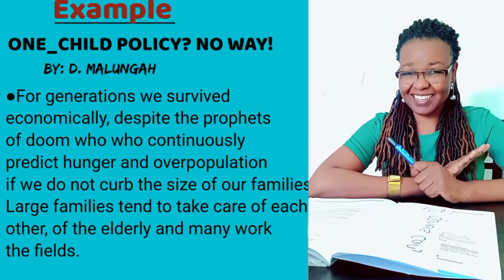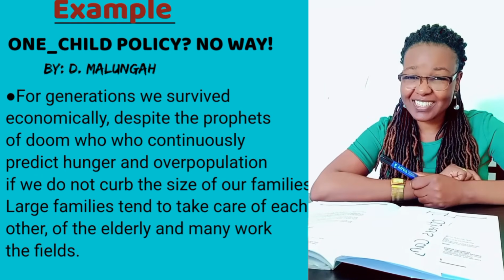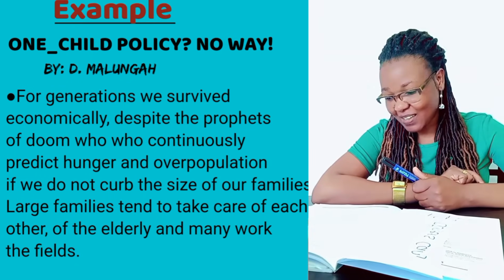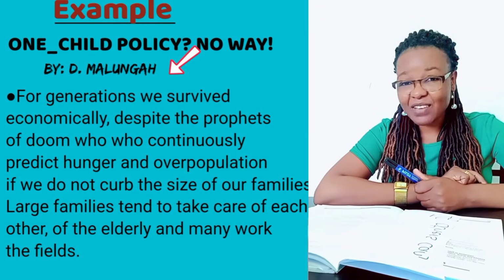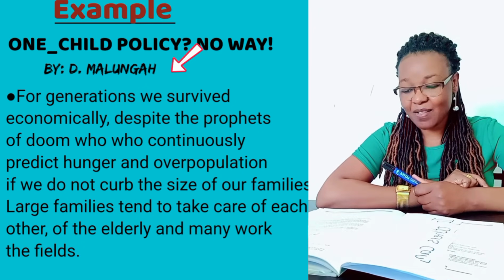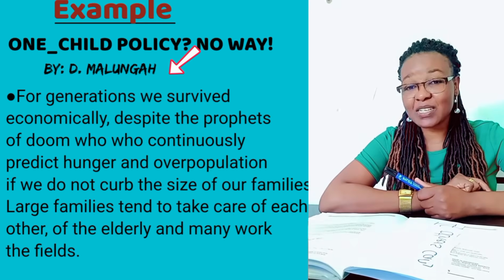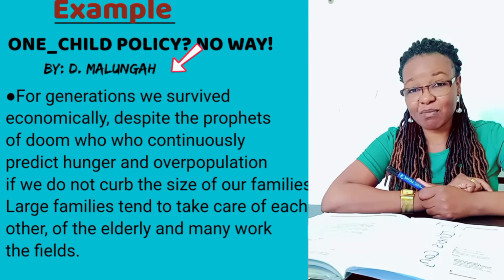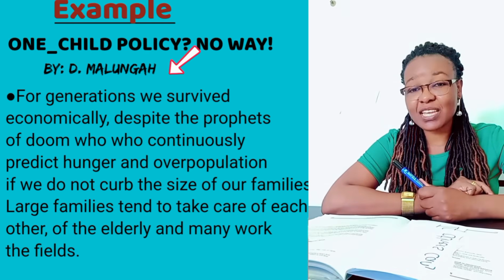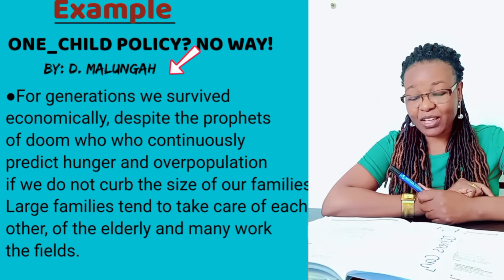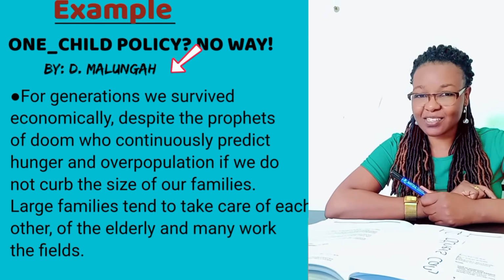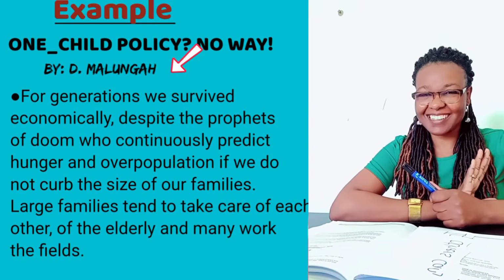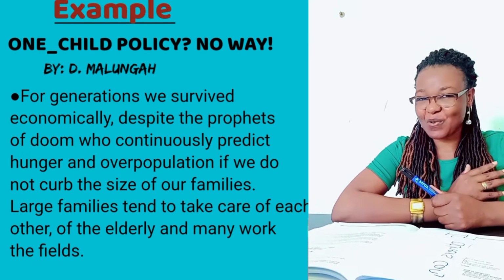Yeah, it's a bit challenging, but you need to find your dictionary and find out what an impact is. So this writer is saying, for generations, we survived economically, despite the prophets of doom who continuously predict hunger and overpopulation if we do not curb the size of our families. Large families tend to take care of each other, of the elderly, and many work the fields, or many till the fields. So he is not thinking that this policy will maybe save us from economic depression.